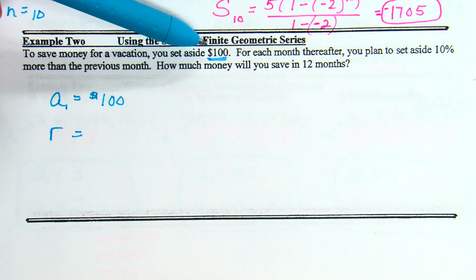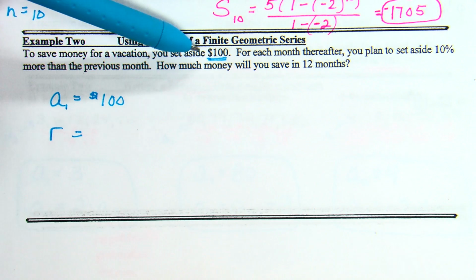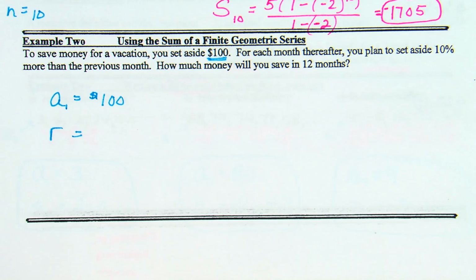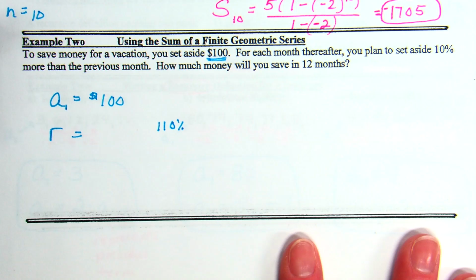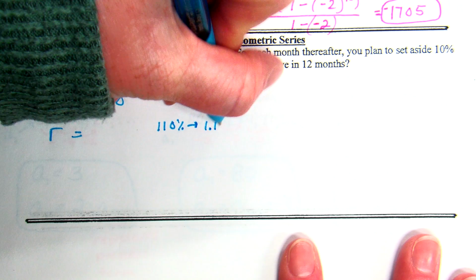Does it make sense if I say 110%? And when we talk about 110%, as a decimal it is 1.10. Okay, because you're always doing 10% more than what you did last month. So 110% of last month's amount, which means my R is going to be 1.1. Have I made sense of that? Yes.